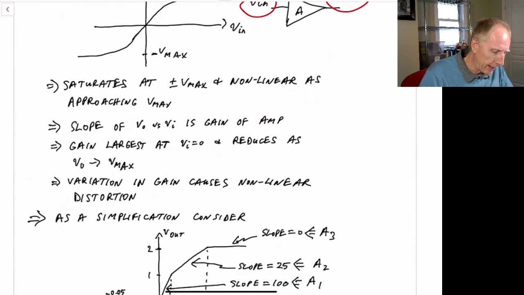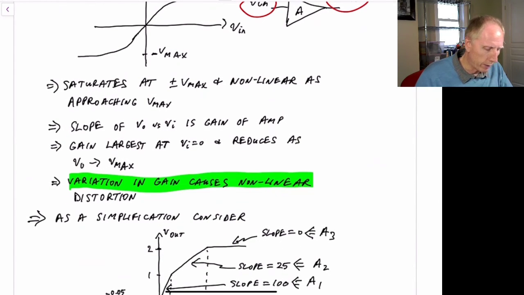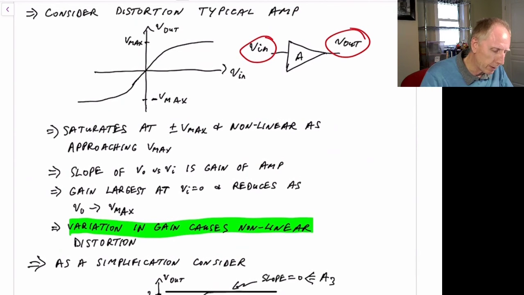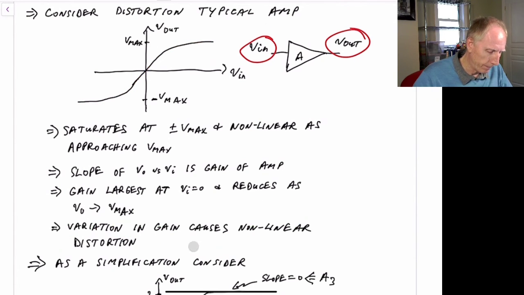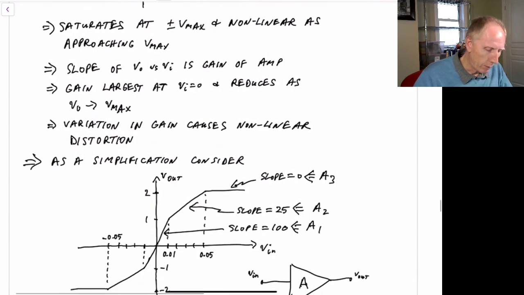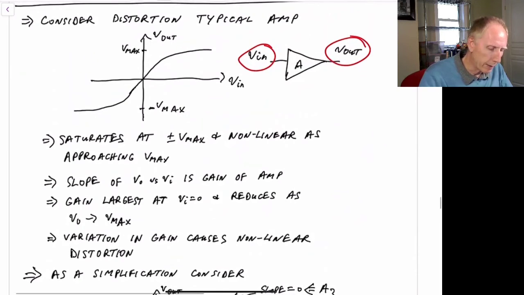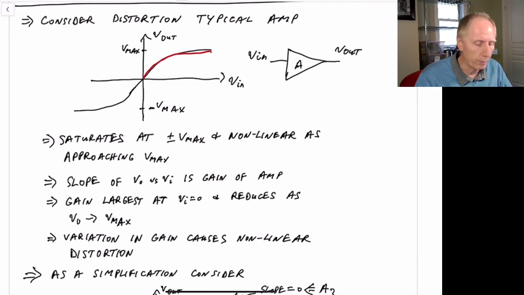This variation in gain is really what causes our nonlinear distortion. So we prefer to have a system that might look something like this, that goes straight up and then just comes like that. It would still saturate at plus or minus V max, but it would hopefully be a straight gain the whole time and not be varying. Now, it would be a little difficult to analyze the system that we have here with this sort of varying gain. We could do it, but we would probably simulate that instead.